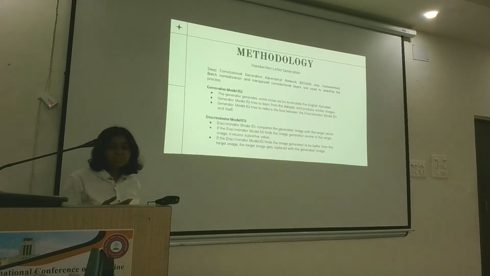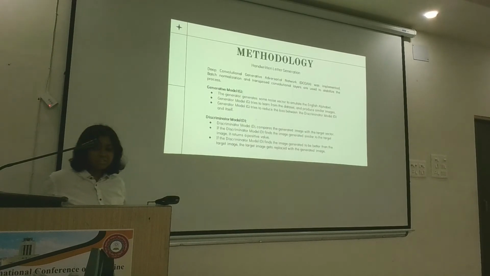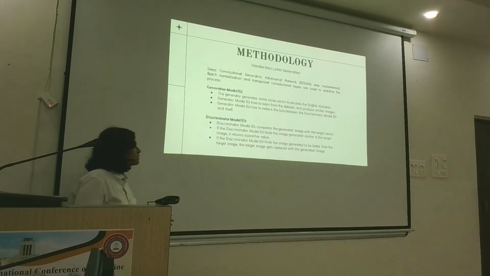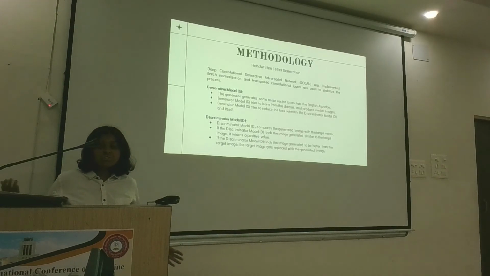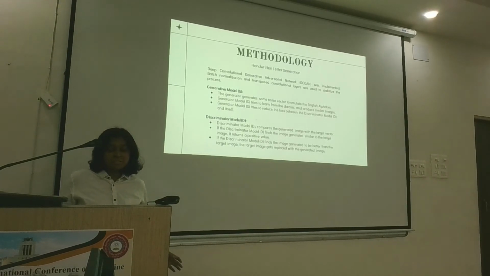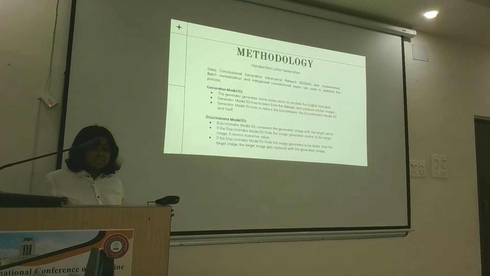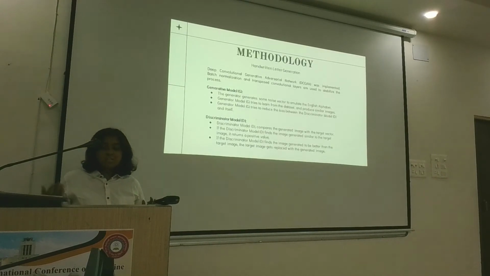Similarly, this is the methodology for the handwriting letter generation part. We have used deep convolutional generative adversarial networks, which use batch normalization and transposed convolutional layers to stabilize the process. The generator generates some noise vector to emulate the English alphabet. The generator model tries to learn from the dataset and produce similar looking images. The generator model tries to reduce the loss between the discriminator model and itself.